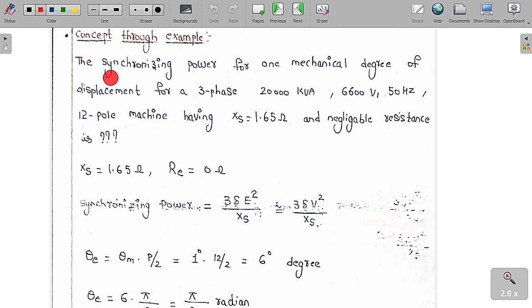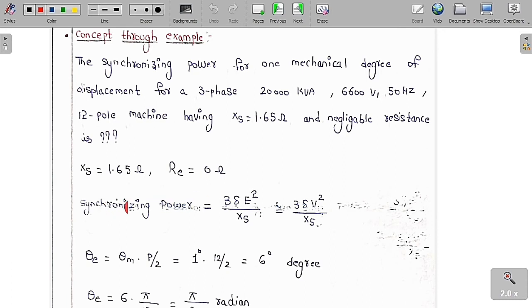For example, the synchronizing power for 1 mechanical degree of displacement for a 3-phase 20,000 kVA, 6600 volt, 50 Hz, 12 pole machine having Xs equal to 1.65 ohm and negligible resistance is. In the question they are given Xs is equal to 1.65 and Ra is equal to 0. The armature resistance is 0.